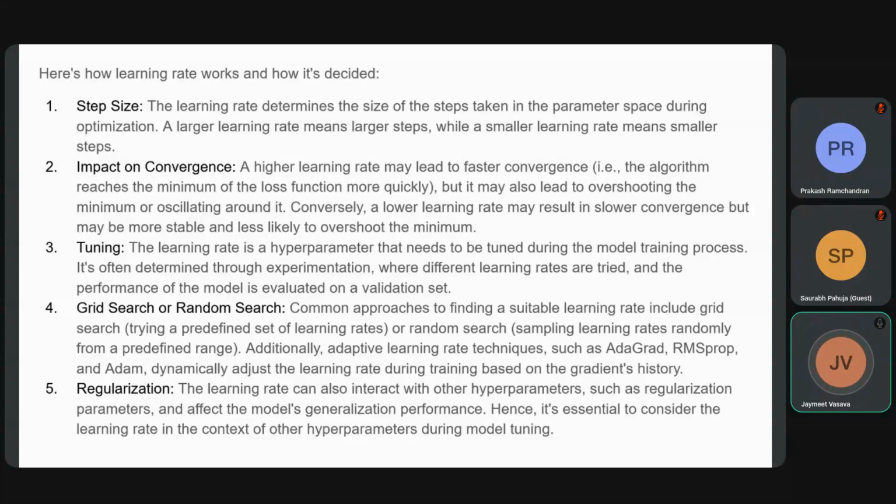Then comes regularization. The learning rate can also interact with other hyperparameters, such as regularization parameters, and affect the model's generalization performance. Hence, it's essential to consider the learning rate in the context of other hyperparameters during model tuning. So basically, these are the things that are affected by the learning rate value that we use.